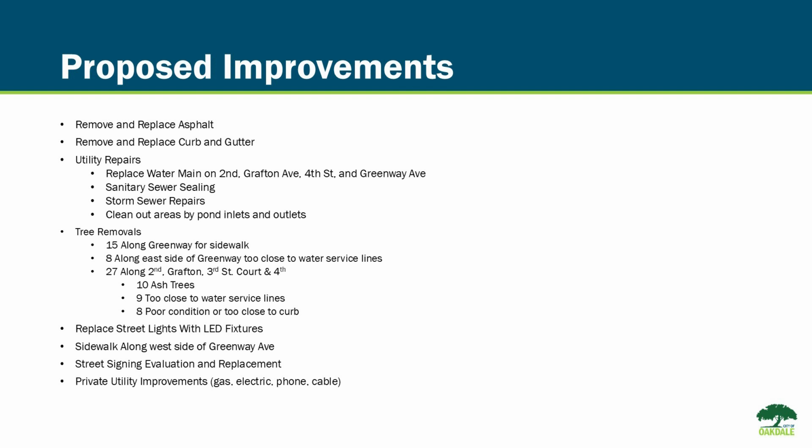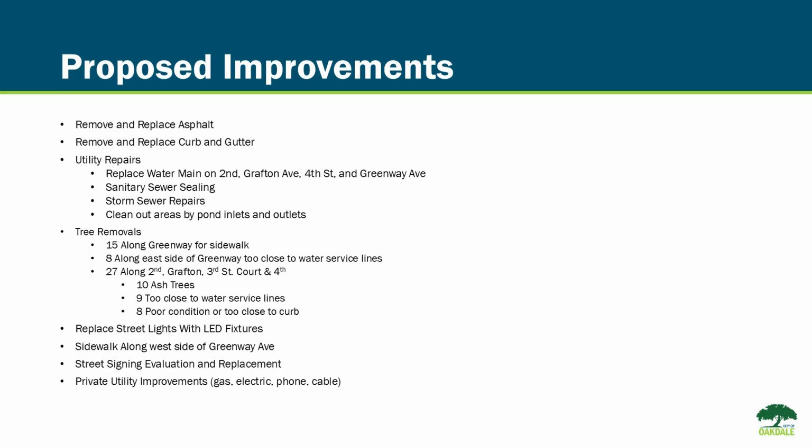There are 9 trees that appear too close to the existing water services, so we cannot isolate the curb stops and turn water on to the homes or off. And there are 8 trees that appear to be in poor condition or too close to the curb, so they are being proposed to be removed.